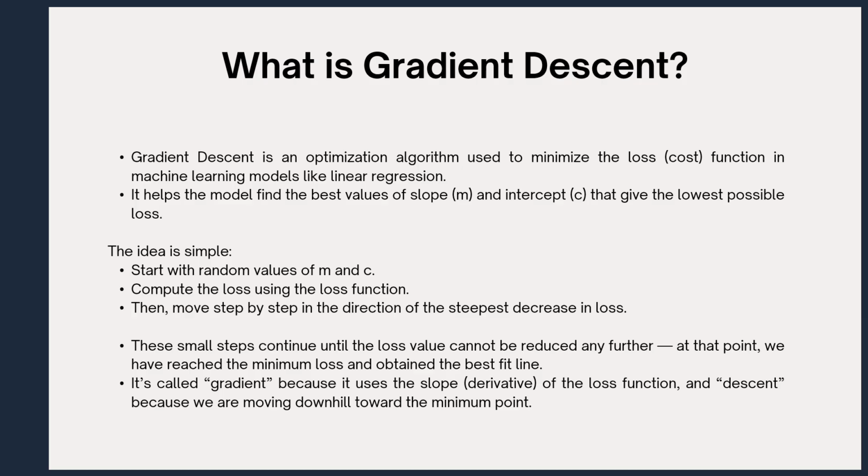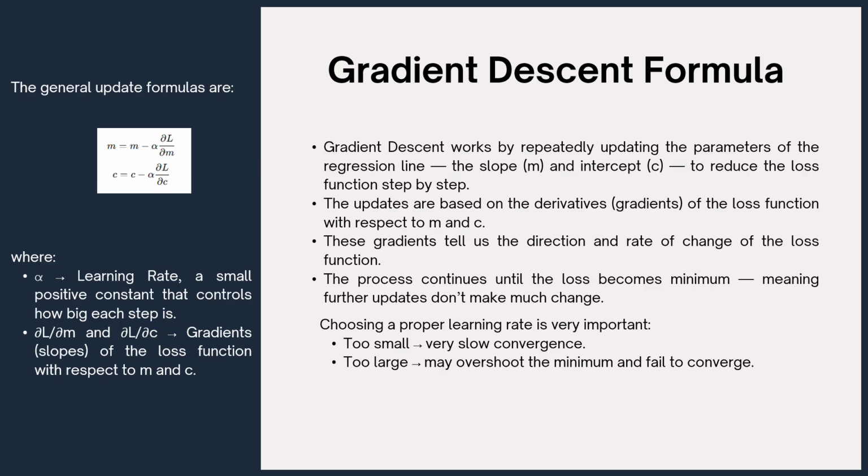It's called gradient because it uses the slope, the derivative of the loss function, and descent because we are moving downhill towards the minimum point. This continues until we reach the lowest point, that is the minimum loss. The algorithm updates m and c in small steps. Each step is guided by the gradient, which means the slope or derivative of the loss function.